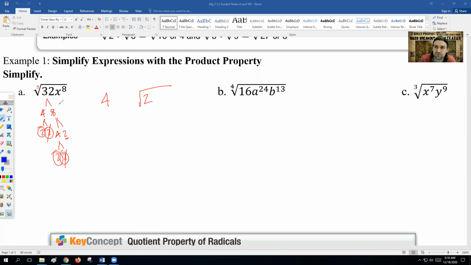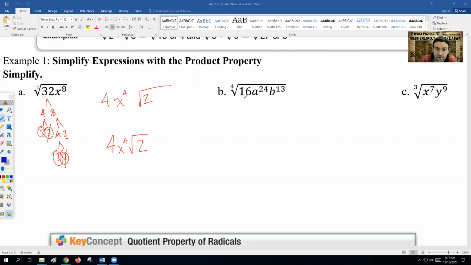Now, when it comes to variables, we could do the same thing and break down, say, x times x times x. But if you remember from before, the simple thing to do with variables is to divide. 8 divided by the index level of 2 is 4. So we have an x to the 4th breakdown. So the square root of 32x to the 8th would be 4x to the 4th times radical 2.